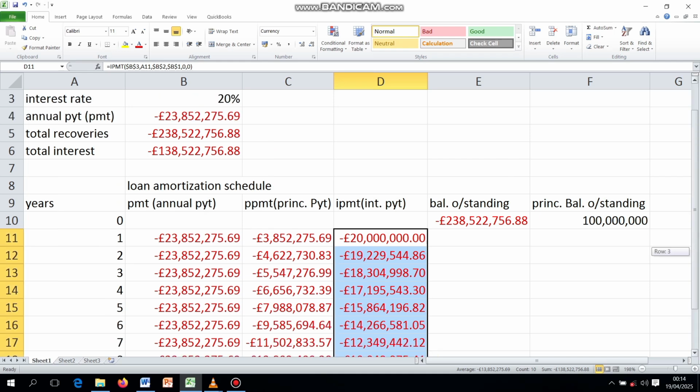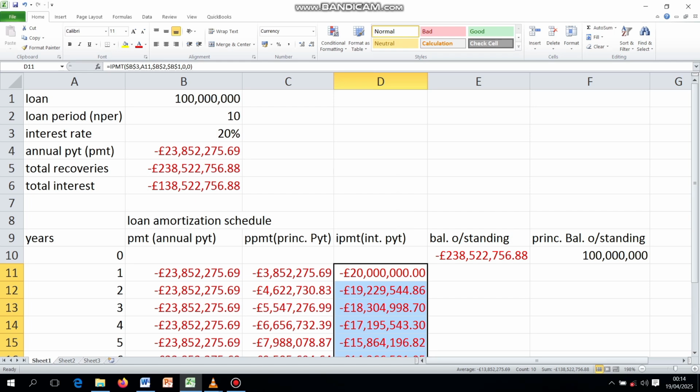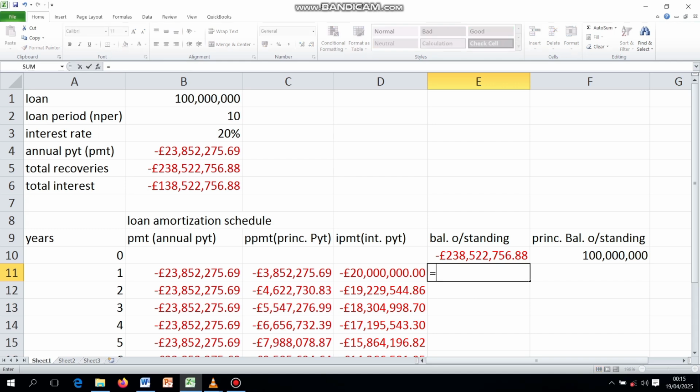So I'm going to come to the principal balance outstanding. I'm going to come to the balance outstanding. The balance outstanding for this period of the first year, I'm going to use our formula, which is equals. Then I will put this, and I will add it with the annual payment.